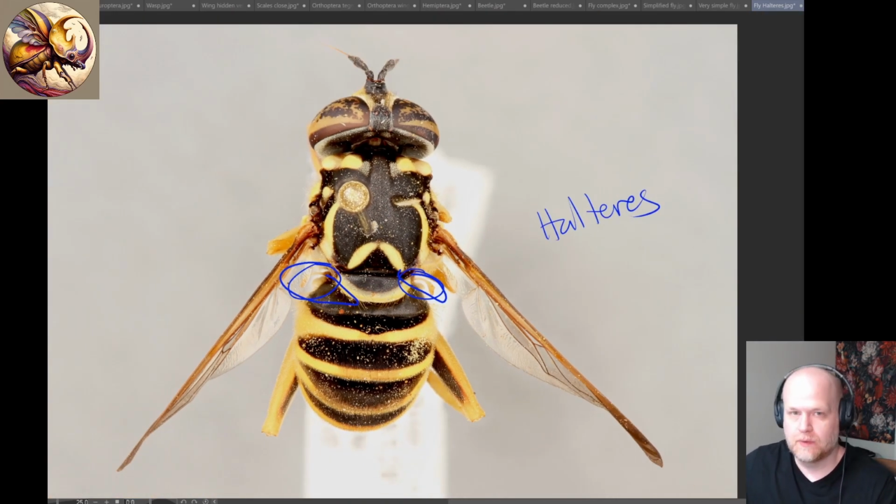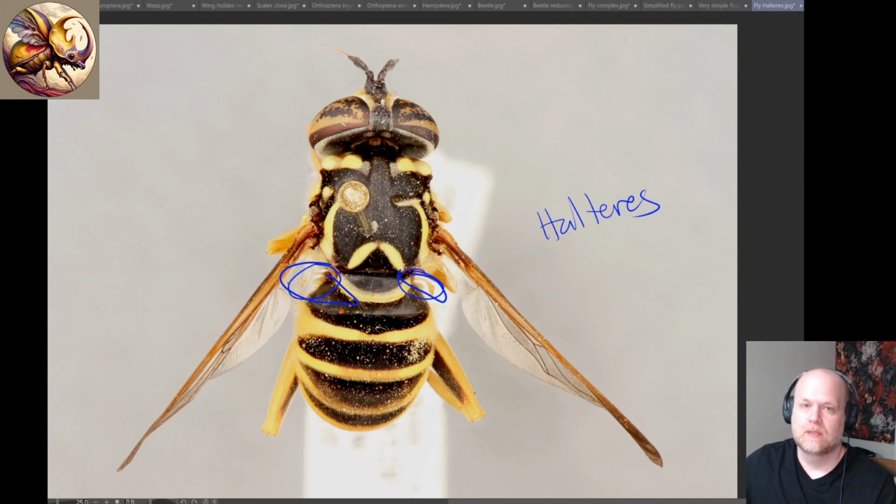And they are useful. They're not just dead nubs. They act kind of like gyroscopes when the fly is in flight, and it helps them be highly maneuverable. So if you've ever tried to swat a fly, you know that they're very good at dodging, and this is one of the reasons that they're so good at dodging.